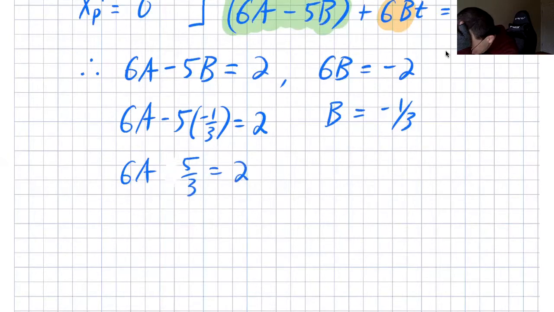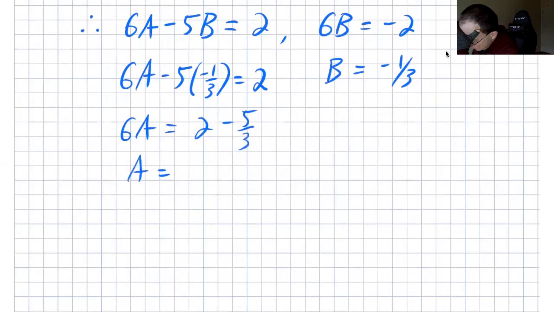Maybe I'll just move that over right away. So it's going to be 2 minus 5 over 3. This is going to be 6 minus 5 over 3. So that'd be 1 over 3. So 1/3. So it'll be 1/3 divided by 6. So we're going to get 1 over 18.